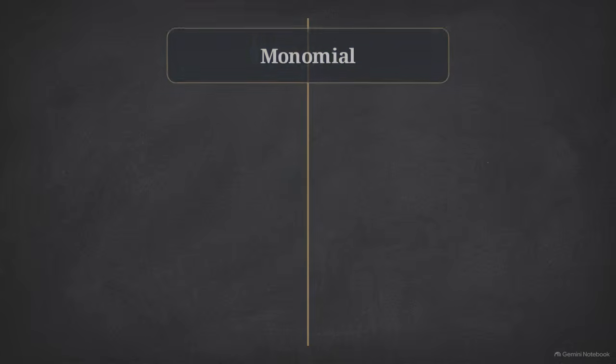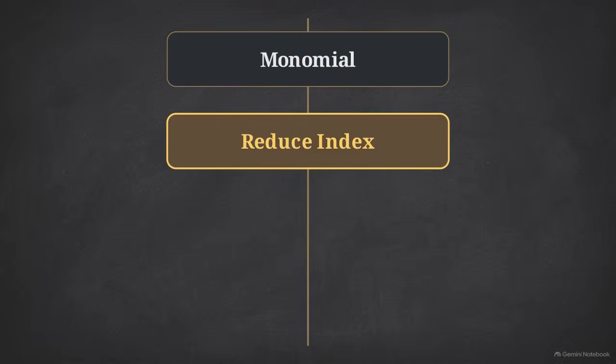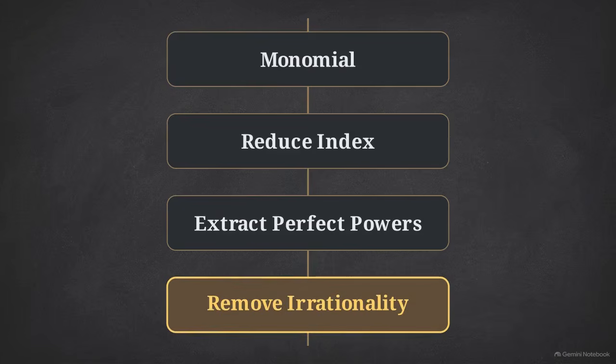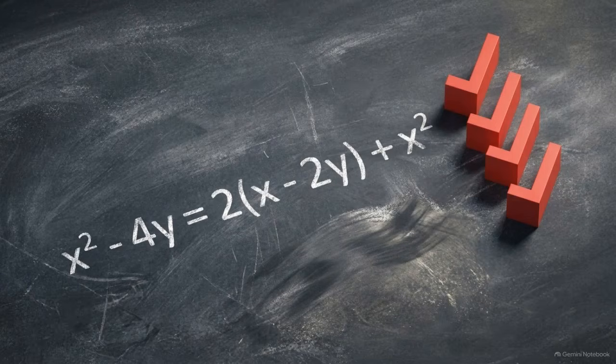Reaching this state requires a four-step checklist. First, transform the radicand into a single monomial. Second, reduce the root index to its simplest value. Third, extract factors that are perfect powers outside the radical. Finally, remove any irrationality in the denominator. Students are trained to cycle through the primitive theorems recursively until this specific four-step state is achieved.